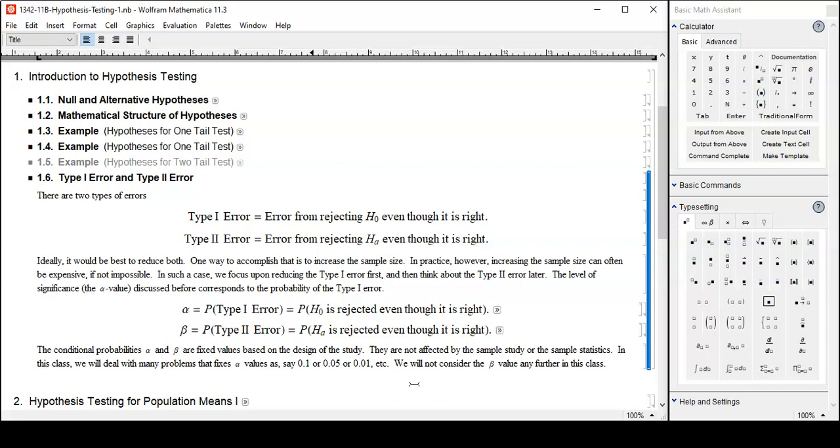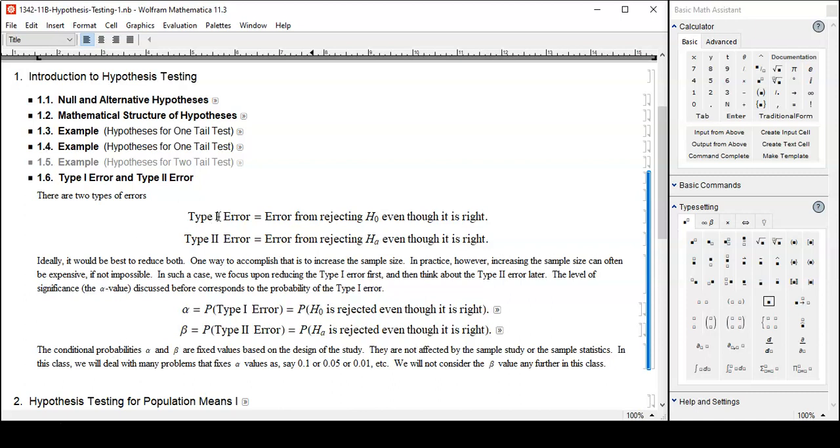There are two types of errors here. Type 1 error is error from rejecting the null hypothesis even though it is right. And type 2 error is the error from rejecting the alternative hypothesis even though it is right. Is there any other type of error? No, there isn't. You see, there are only two hypotheses, H0 and HA. One of them must be right, and one of them I have to accept, and the other one I have to reject.